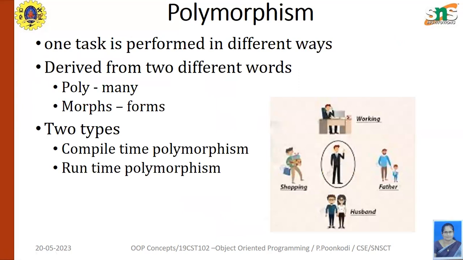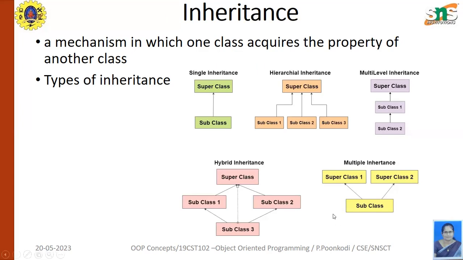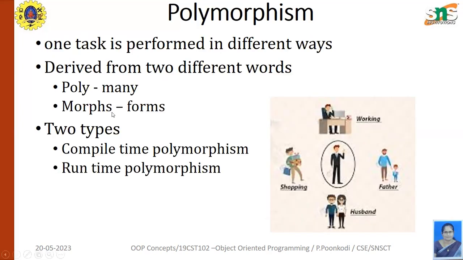The next one is polymorphism. Polymorphism means many forms. It is a Greek word, and mainly a single task is performed in different ways. The single task could be performed in multiple ways. As I already said, it is derived from two words, poly and morphs, meaning many forms. There are two types of polymorphism: compile-time polymorphism and runtime polymorphism.